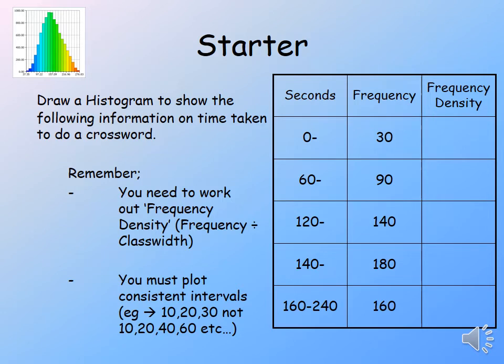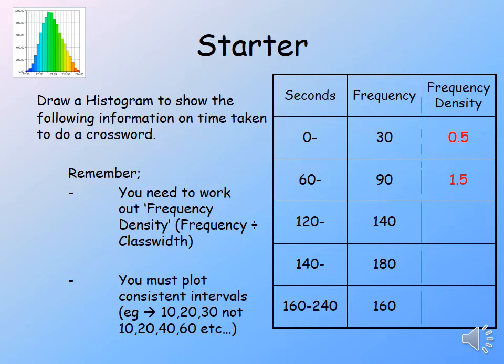So you notice that the class width is laid out in a slightly different way, so you need to look out for that. 1, 2, 3, 4, 5. So the first frequency is 30 and the class width is 60, 0 to 60. Okay. And then the 90 is 60 and above 60. So the next one is 90, and our class width goes from 60 to 120. So it's 90 divided by 60, which of course is 1.5.